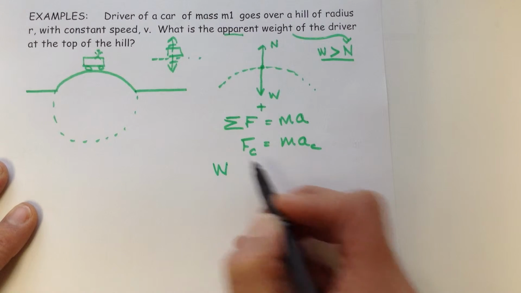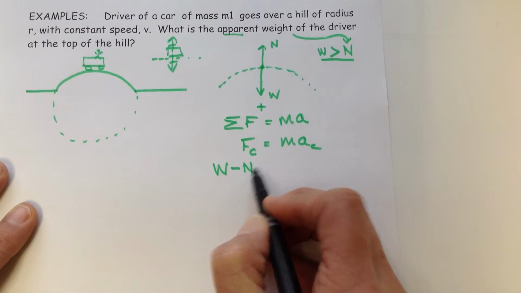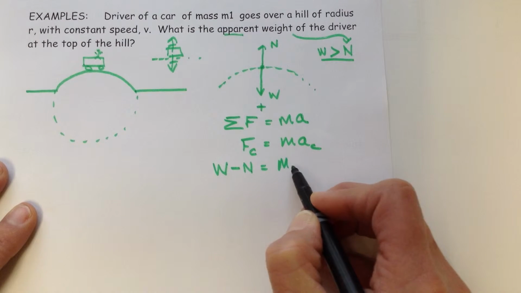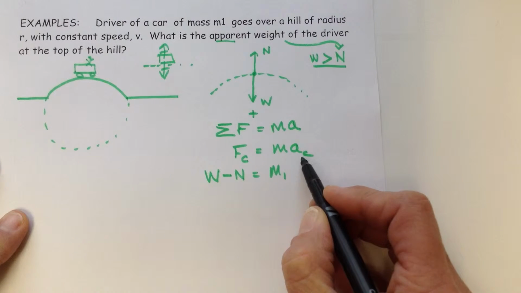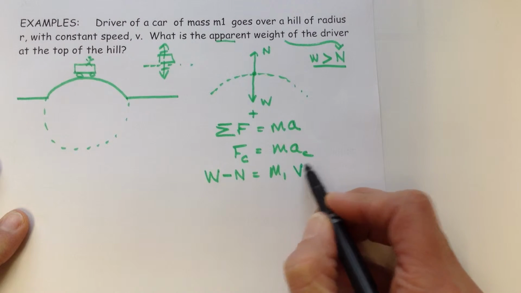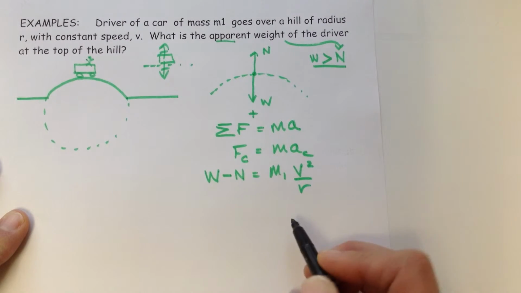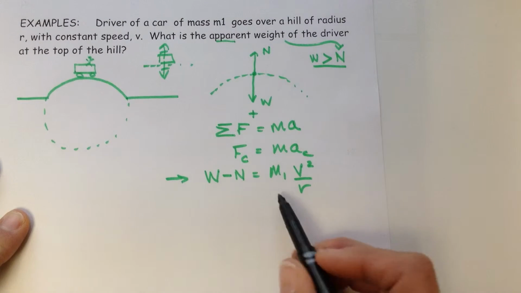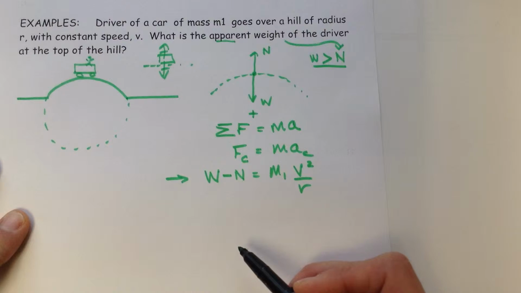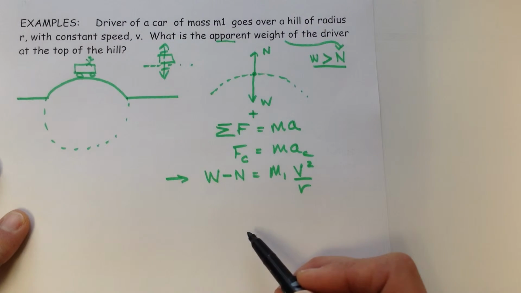In this case, it's going to be our weight minus our normal force is equal to our mass, m1, which is the mass of the person. Centripetal acceleration is defined as v squared over r. So that is our net force equation that we've developed, and now we can solve for the apparent weight by simply solving for the normal force. And if we had numbers, you just plug them in.